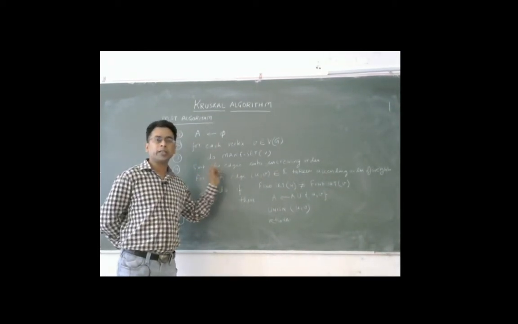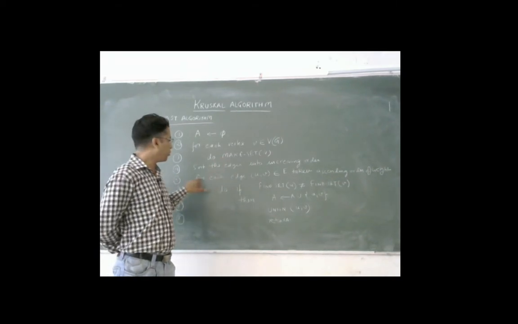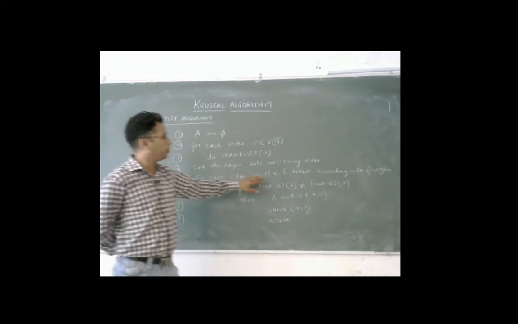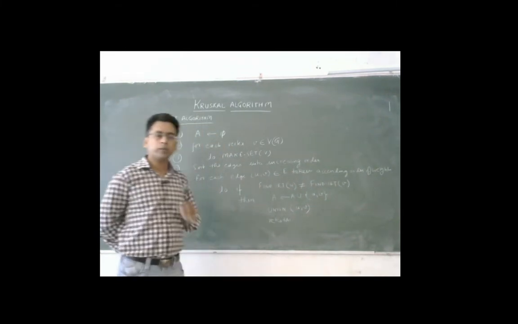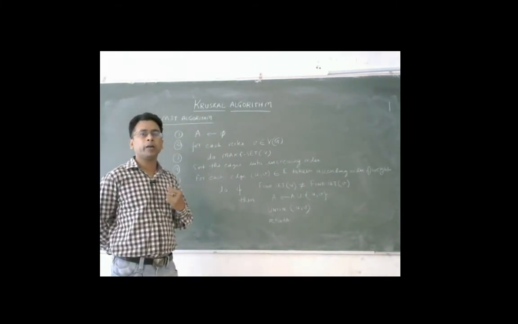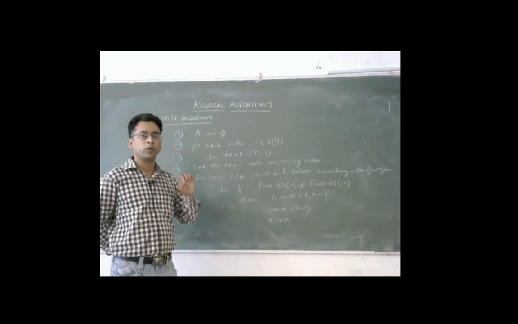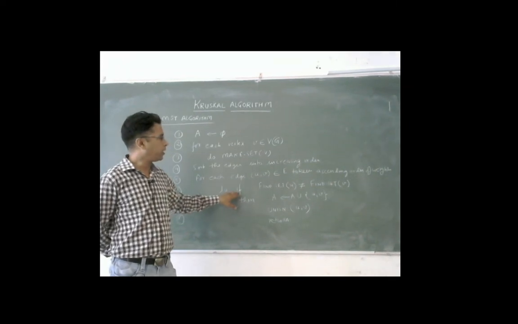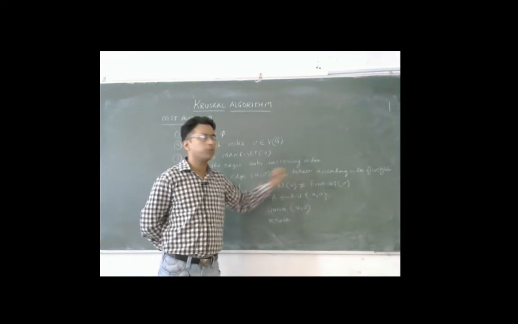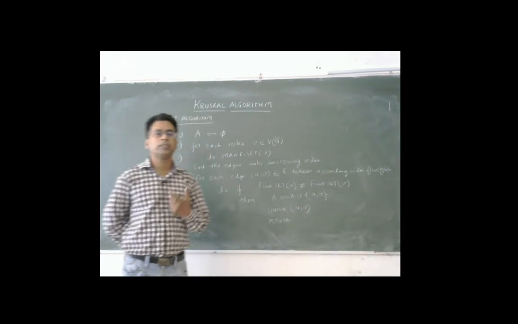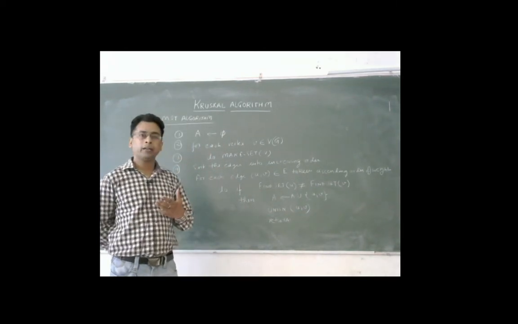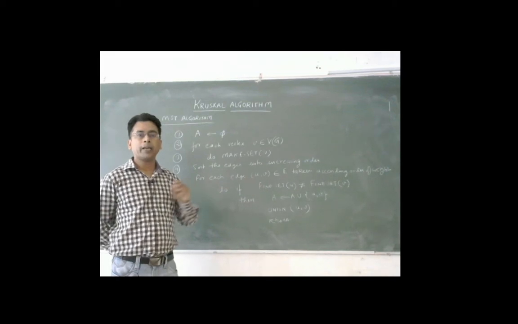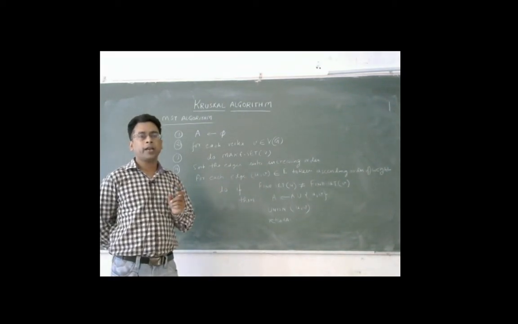After establishing an order between the edge weights, for each edge we start picking one by one, starting from the smallest one. When we pick that smallest edge, we check whether find set u is not equal to find set v. As we know, every edge has two endpoints.